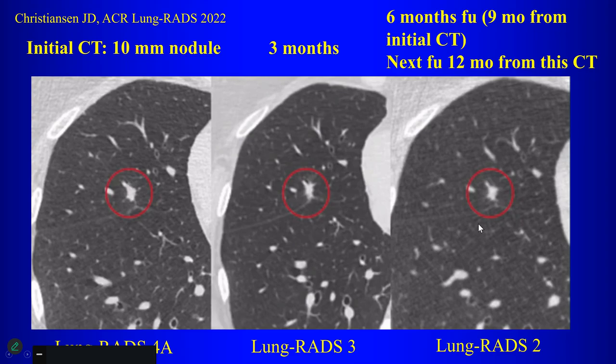So the next follow-up is here, and on this study, which is 9 months from the first one but 6 months from this one, it is still unchanged, which means it gets bumped down another category, so now it becomes Lung-RADS 2. The follow-up for Lung-RADS 2 is 1 year. So their next scan would be 1 year from this scan. Not this one, this one. Okay? So that's how we figure out when the follow-up should be.